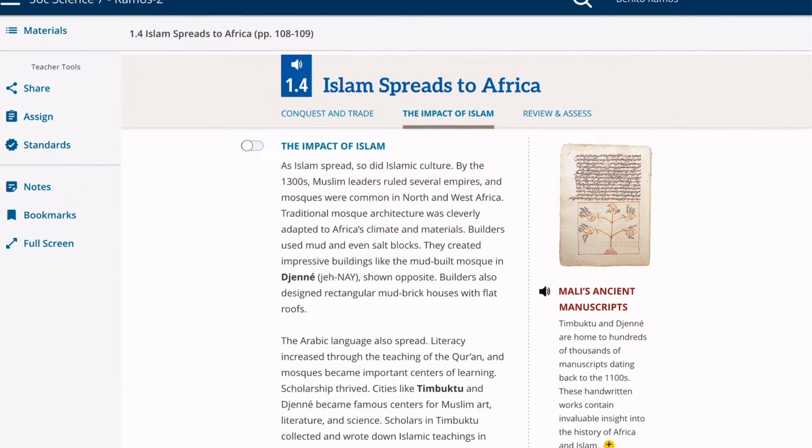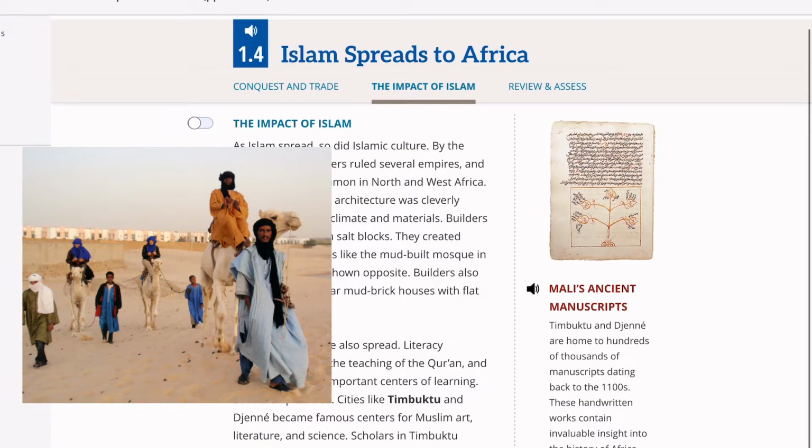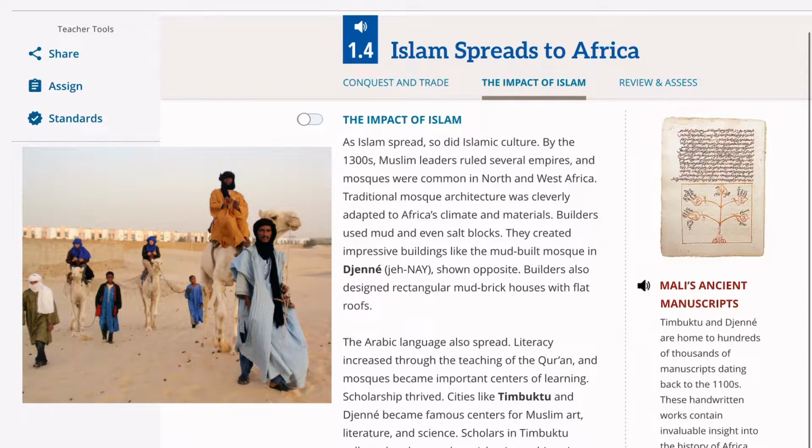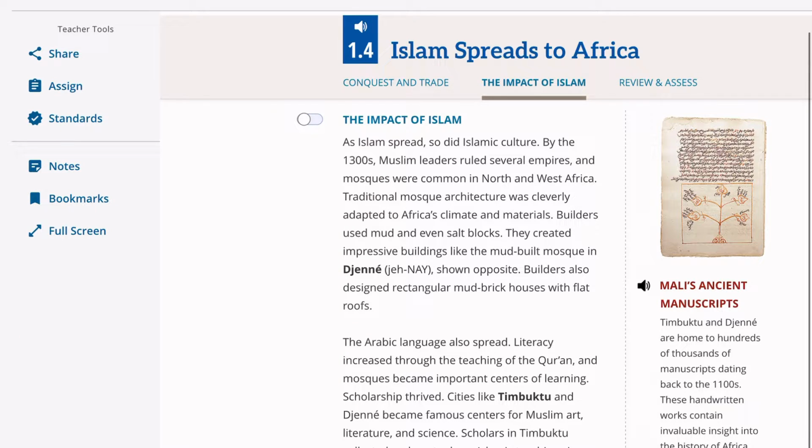So how did the religion of Islam spread in the area? After the death of the Prophet Muhammad in AD 632, Islam spread from its origins in the Arabian Peninsula to many other parts of the world. By 642, Arab armies had conquered Egypt. Over the next several centuries, Muslims would spread Islam throughout North and West Africa.